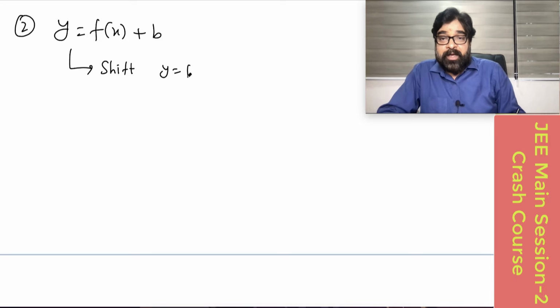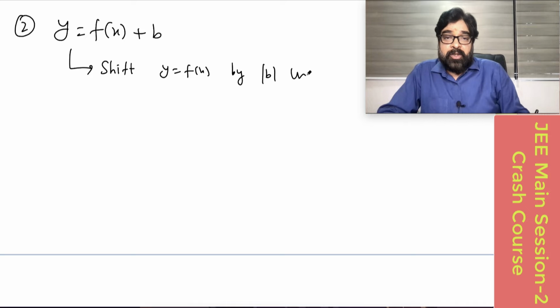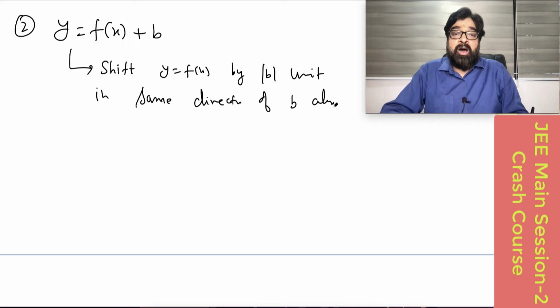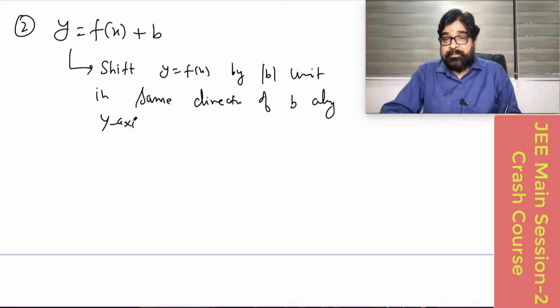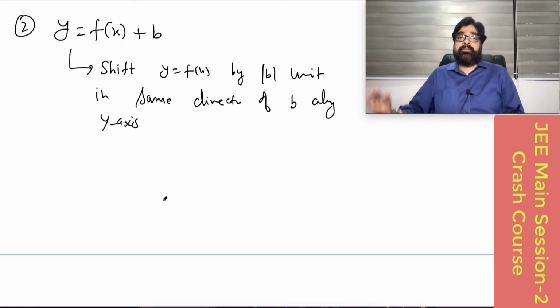Shift y equal to f of x by mod b unit in the same direction. Look carefully. Same direction of b along the y-axis. That's all. Finish.